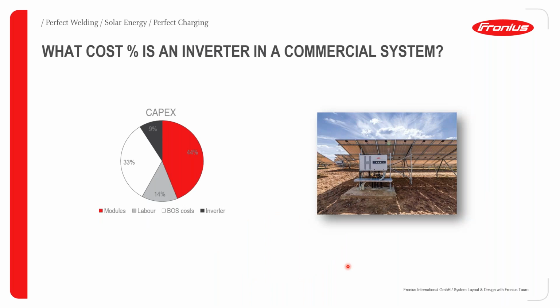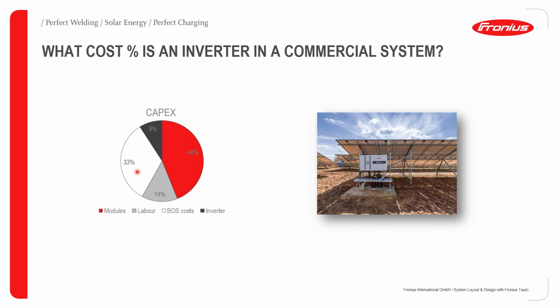Moving to the next slide. So what is the cost percentage in a commercial system of a PV inverter? Generally in a commercial system, a PV inverter only costs about 9% of the CAPEX cost. Remember, your CAPEX cost is your initial cost to build this PV system. Here you can see a PV inverter is a tiny amount in terms of the overall system cost, at about 9%.